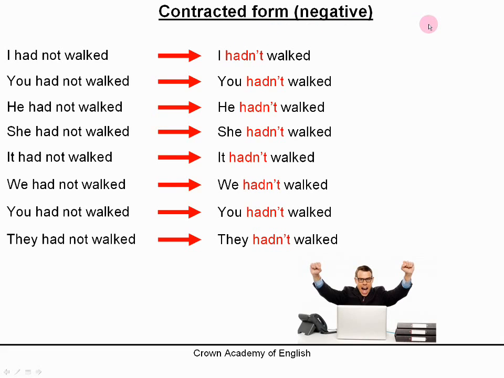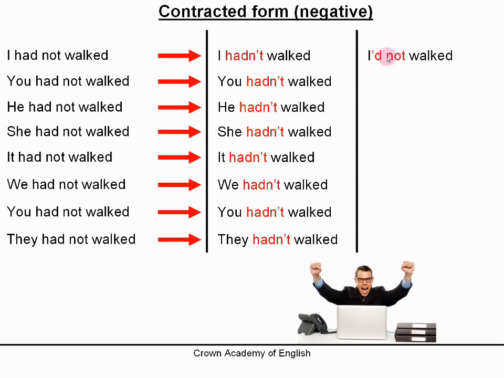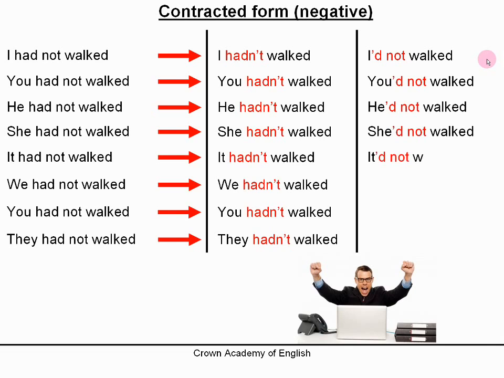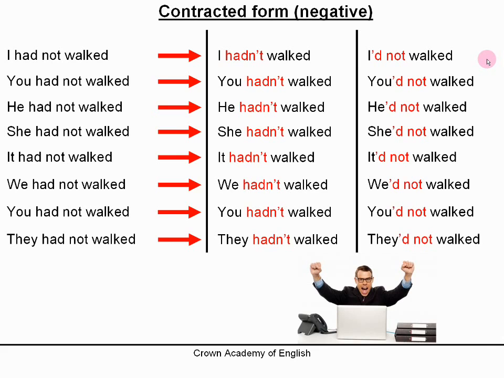And we also have a second method. We can also say, I'd not walked, you'd not walked, he'd not walked, she'd not walked, it'd not walked, we'd not walked, you'd not walked, and they'd not walked. So for the negative, you have two choices for the contracted form.